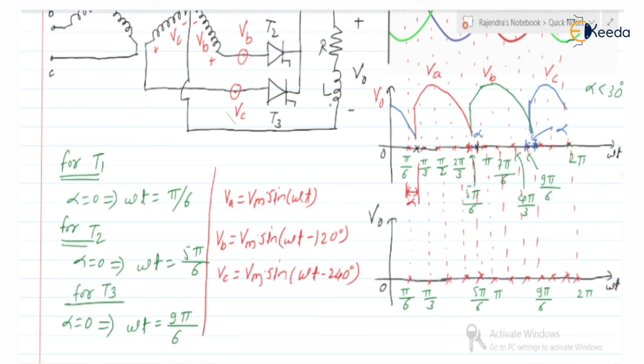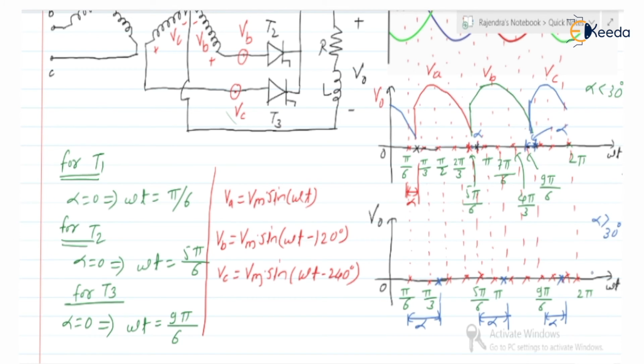But what will happen to the RL load? Let us discuss. So now alpha greater than 30 degree. It means we are going to apply the gate pulse to thyristor T1 here, gate pulse to thyristor T2 here, and gate pulse to thyristor T3 here. So it indicates alpha for thyristor T1. Similarly, this indicates alpha for thyristor T2, and this one will be the alpha for thyristor T3.